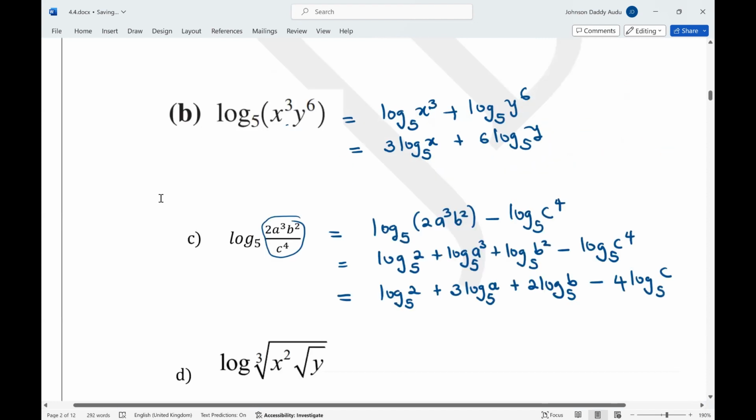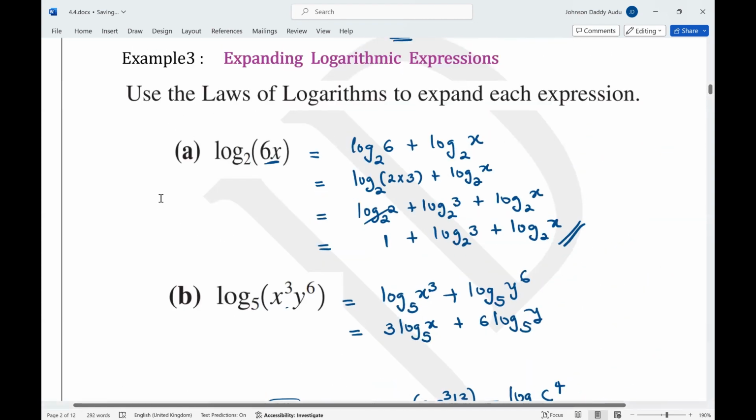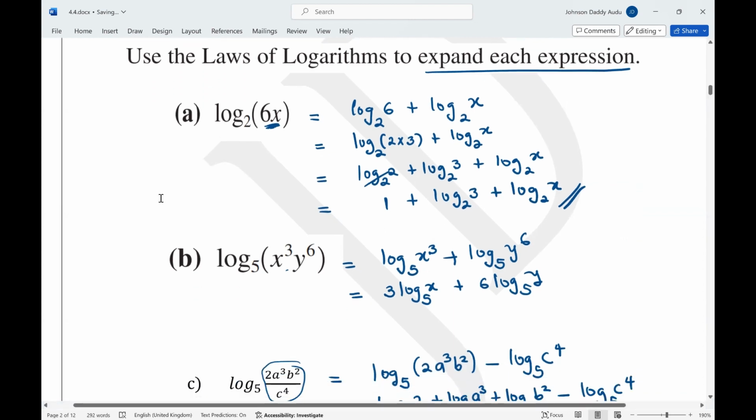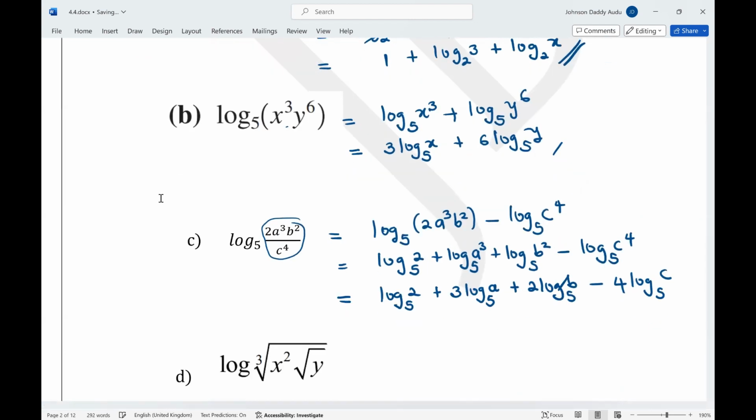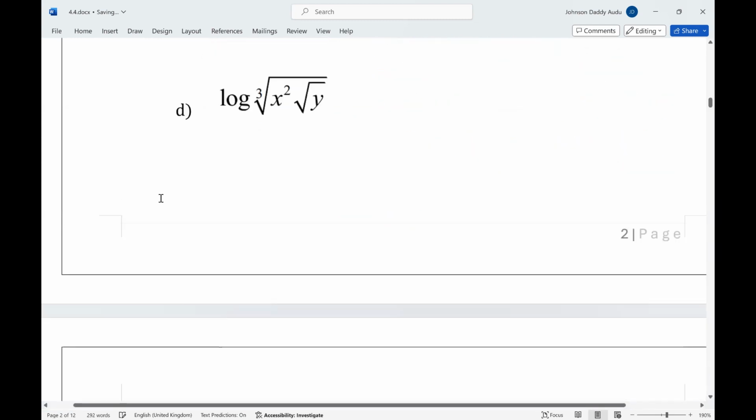So here also remember, what is the question? We are asked to use the laws of logarithm to expand each expression. So you can see here it was 1 term, but now we have 3 terms. The b, initially it was 1 term, it became 2. C was also 1 term, it became 4. So let's take this last one here.